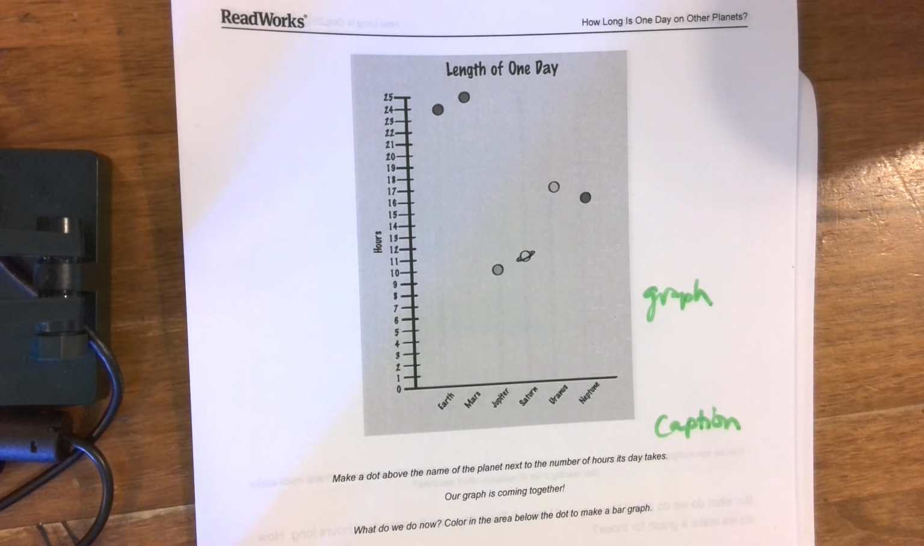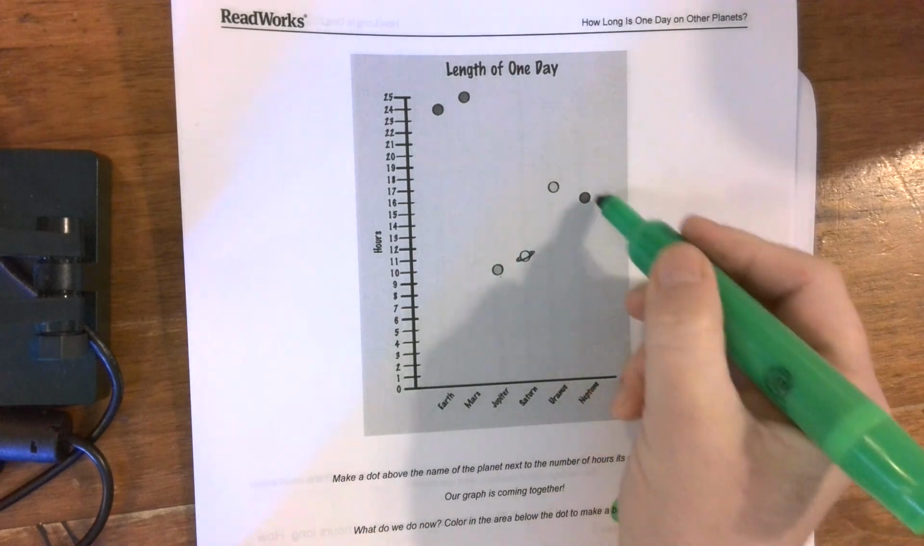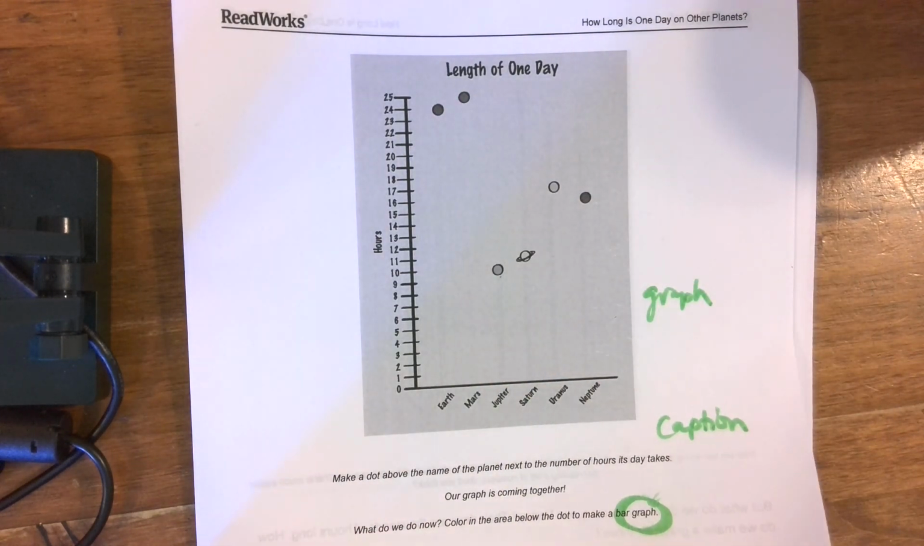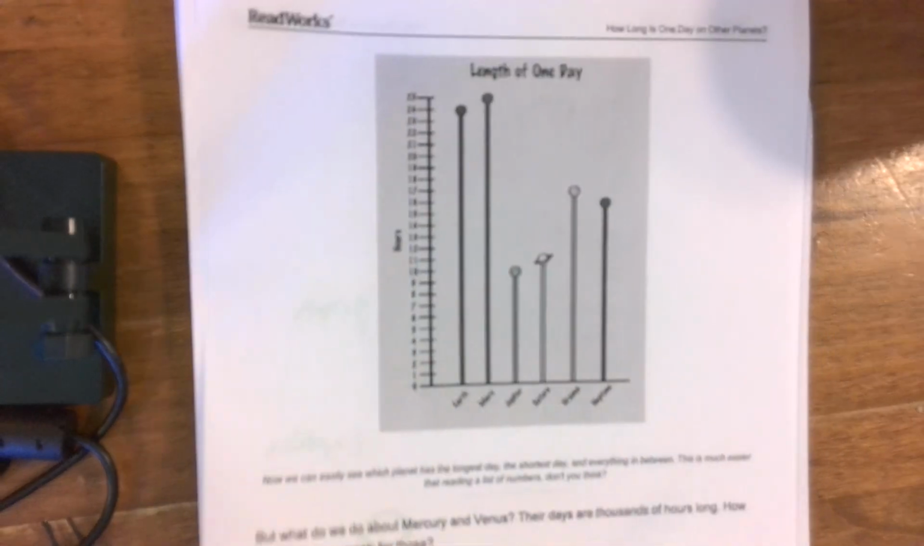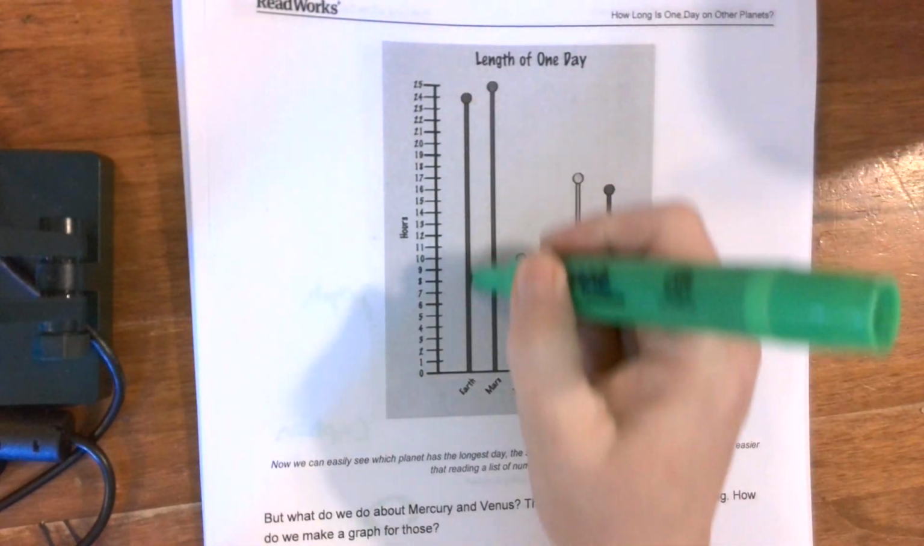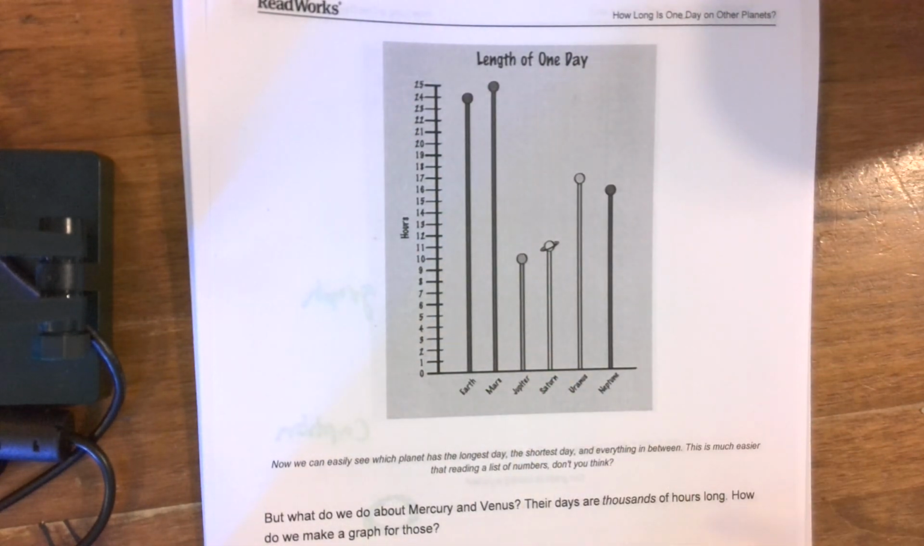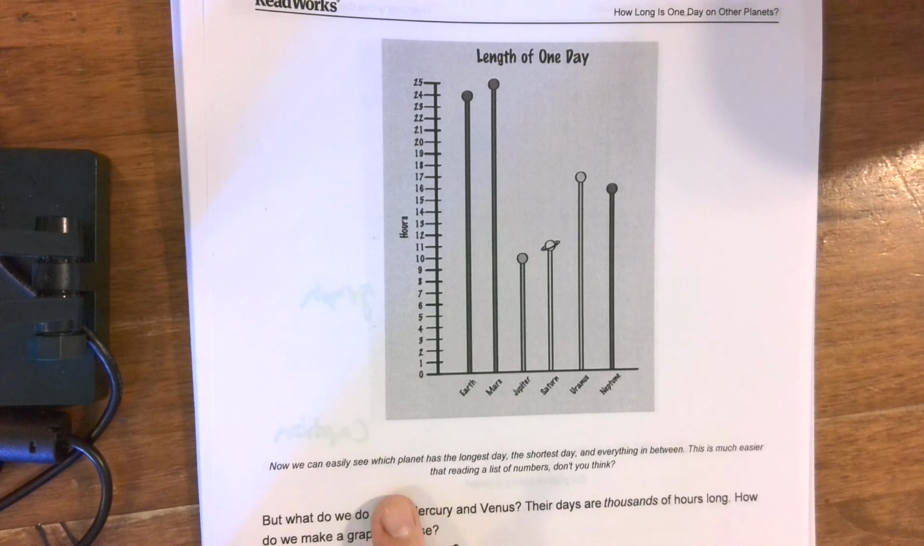What do we do now? Color in the area below the dot to make a bar graph. So this one right now just has them plotted on there, like we've practiced plotting in math. But you could fill it in with a bar, and then we get a bar graph. Now we can easily see which planet has the longest day, the shortest day, and everything in between. That's much easier than reading a list of numbers, don't you think?